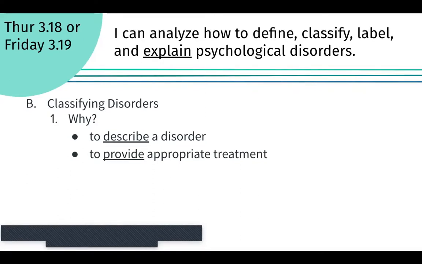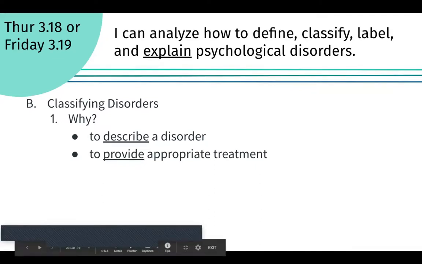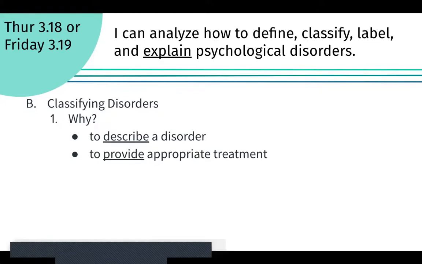So if somebody is diagnosed with depression, but they really have bipolar disorder, those treatments are very different. And it's incredibly important to have an accurate diagnosis so that the treatment is appropriate. Otherwise, it could harm the person more. So how do we collect information on a person to decide what their disorder is?